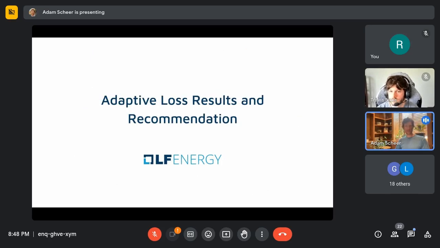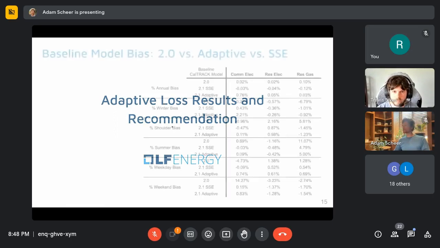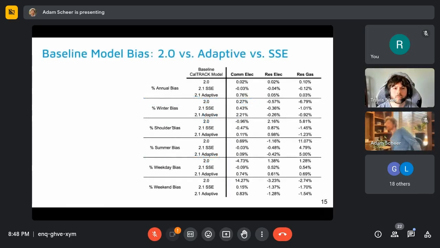Travis, I'll just keep the deck if that's okay with you. Yeah, that's fine. Do you want to go over this table before I start talking about the conceptual? Oh, sure. I'm happy to speak to this.